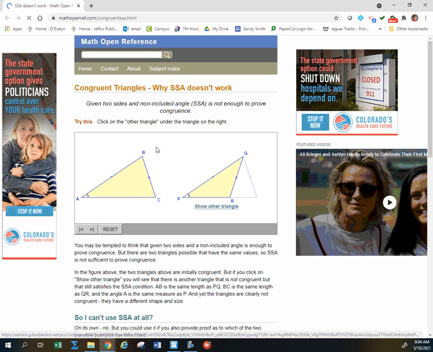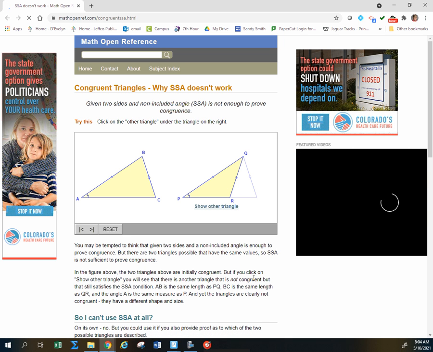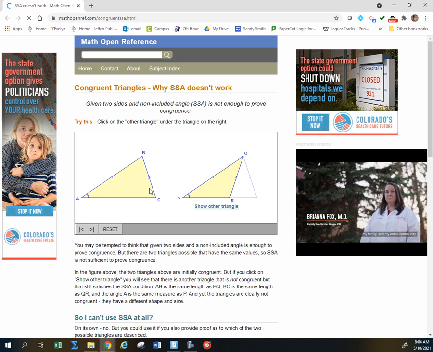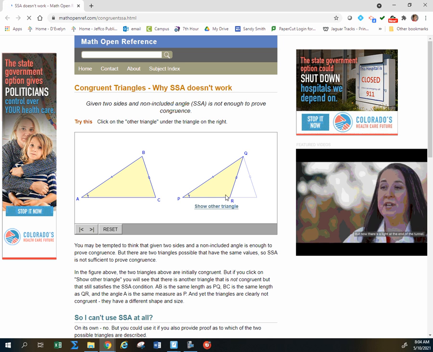So here is one with two triangles, and can you see that they don't look like they're congruent? If we look at this angle C down here at the bottom, or R on the other one, it's acute on the one on the left and obtuse on the one on the right, so they're not congruent.